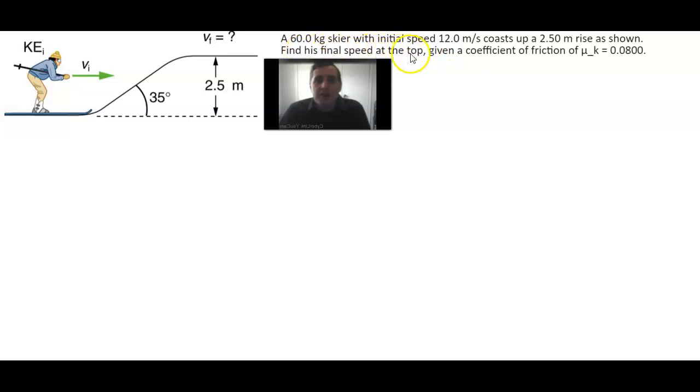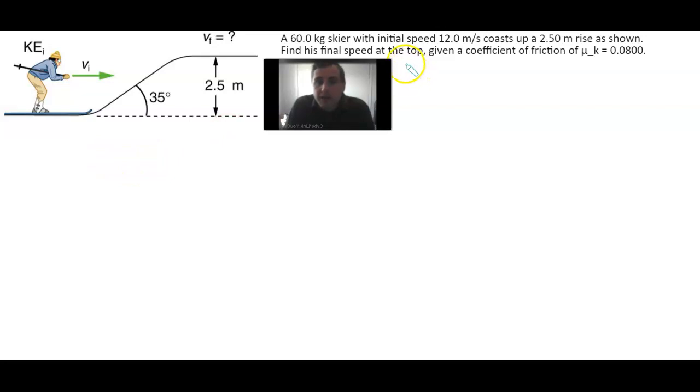Find his final speed at the top, given a coefficient of friction of mu k equals 0.0800, which is actually a very approximate sort of common coefficient of kinetic friction for skis on snow. By the way, also notice that if there's one other known we do know here, it is this 35, and that's degrees, and that I think is the angle of the rise. So let us first write that down, and then the other values that are given, let's write those down.